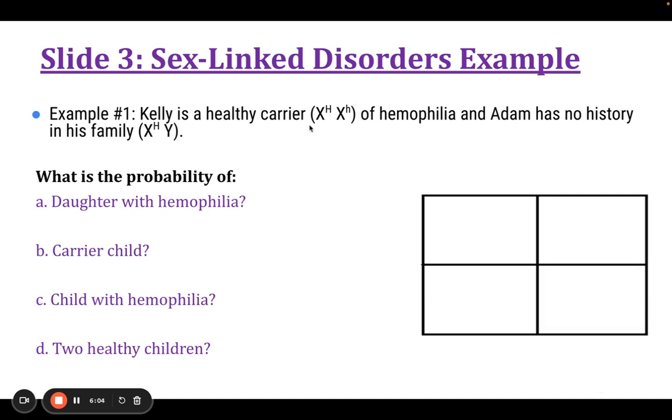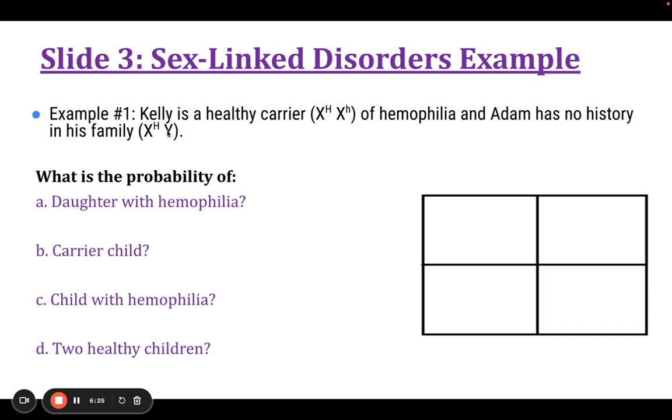Okay, so it already gives you her genotype as a healthy carrier. Remember, this means she doesn't have hemophilia, but she carries a copy of the X chromosome that does code for hemophilia. So she's a healthy carrier. Adam has no history of hemophilia in his family. So this would be his genotype.